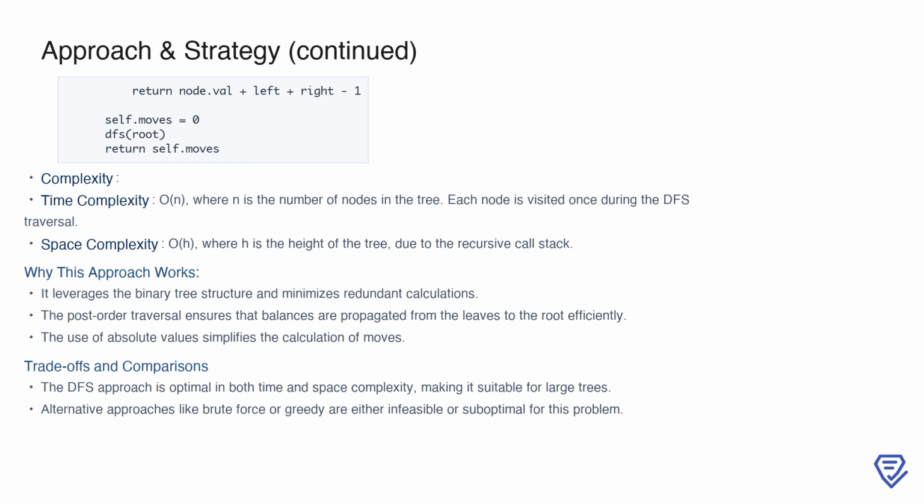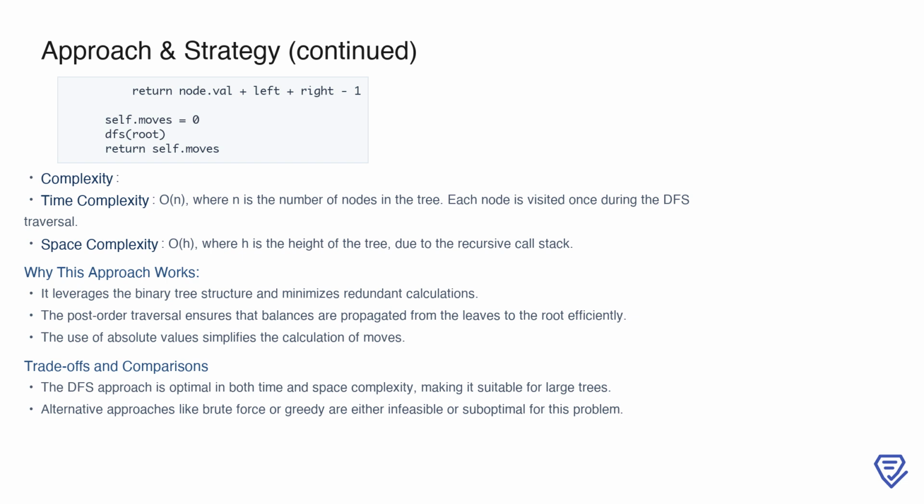The function starts by defining a recursive helper function, DFS. For each node, the helper function first computes the balances for the left and right subtrees using recursive calls. Then, it updates the total moves by adding the absolute values of these balances. Finally, it calculates and returns the balance for the current node using the formula, the node's value plus the left and right balances, minus 1. This ensures that the excess or deficit from this node is accounted for as we move up the tree.